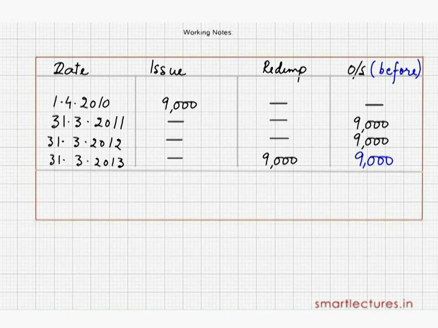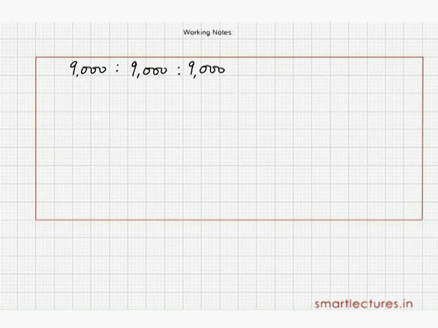I mean to say, from 1st April 2010 to 31st March 2013, the gap of 3 years, we have to write off the discount account of rupees 9,000 in this ratio: 9,000 is to 9,000 is to 9,000. In short form, 1 is to 1 is to 1. Means the discount account of rupees 9,000 will be written off each year for these 3 years in the ratio of 1 is to 1 is to 1.